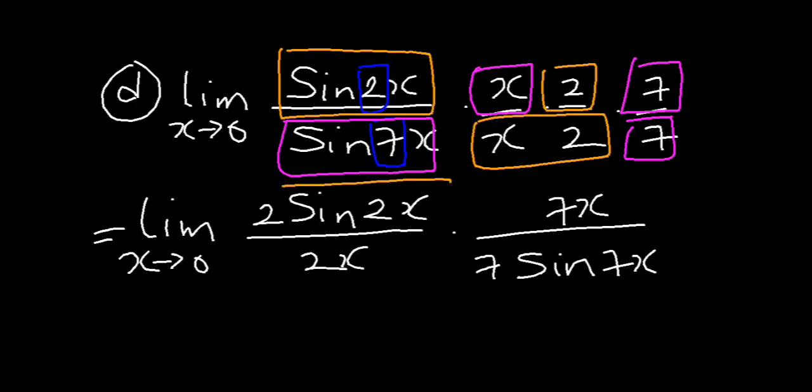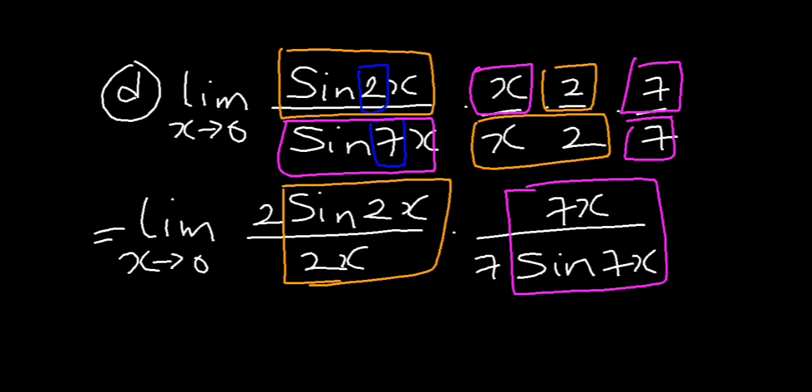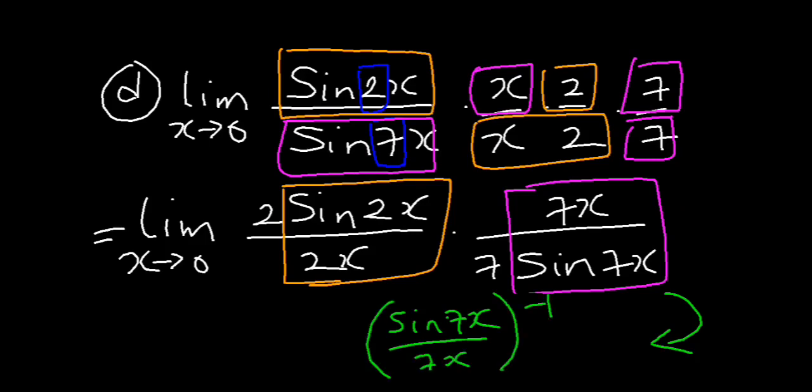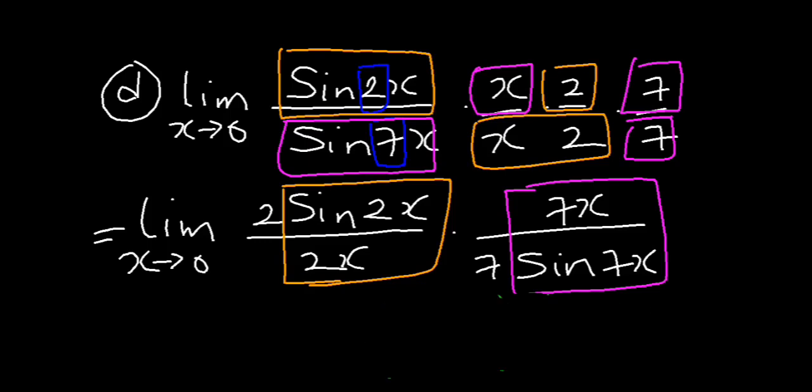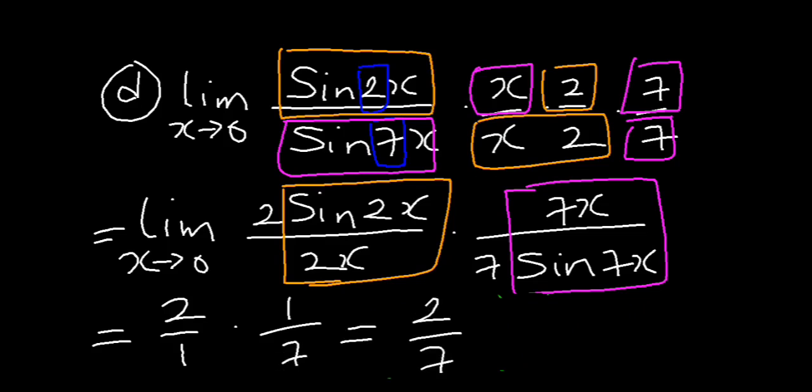Now, if we look at it closely, we will notice that sin 2x over 2x is equal to 1. And this other part is the same thing as sin 7x over 7x raised to power minus 1, which will equal 1 raised to power minus 1. And this is equal to 1. Therefore, this will be 2 over 1 times 1 over 7. So our answer will be 2 over 7. Thank you. Let's have another example now.